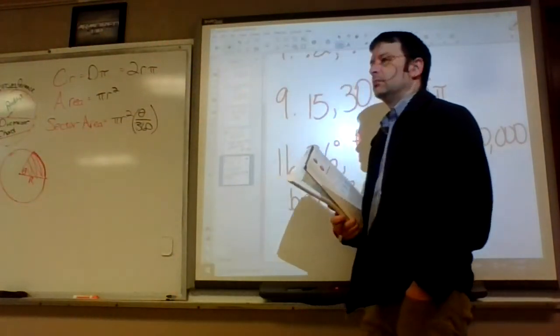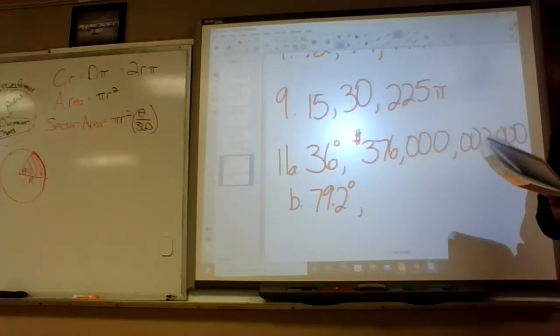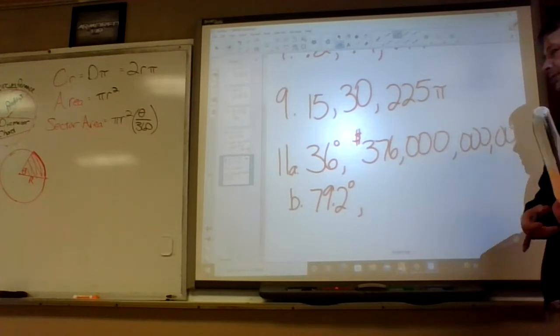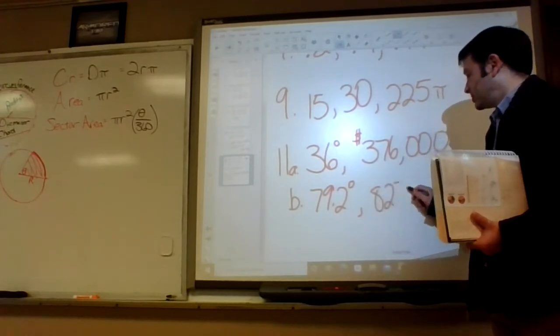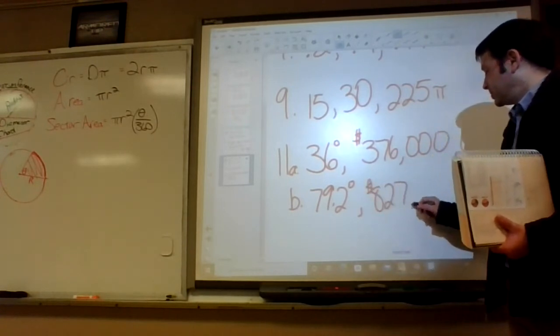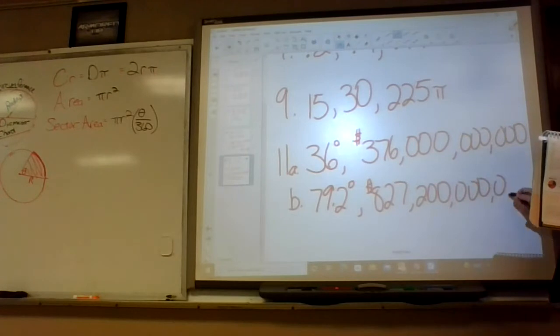8.272 times 10 to the 11th. What that works out to is 827 billion. So it's 827 billion, 200 million dollars.